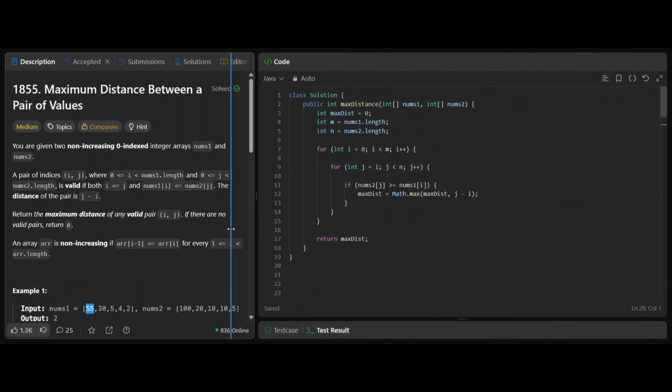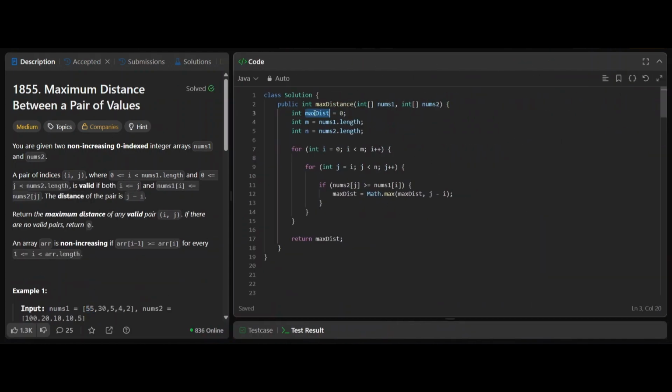This is the very basic code we can think about, so let's try to do this. We take our global variables, the lengths of both arrays. We'll start from the first array, and we are searching on the second array.